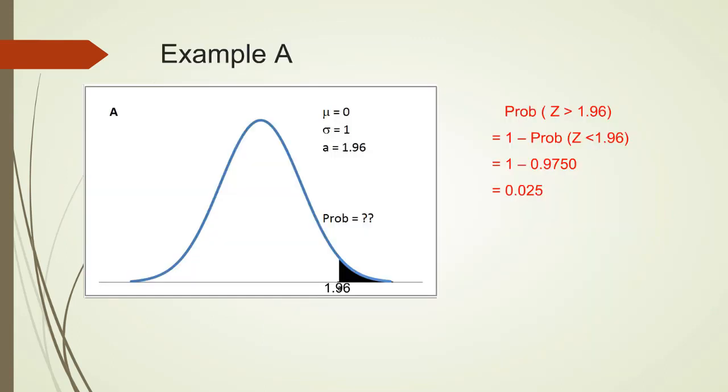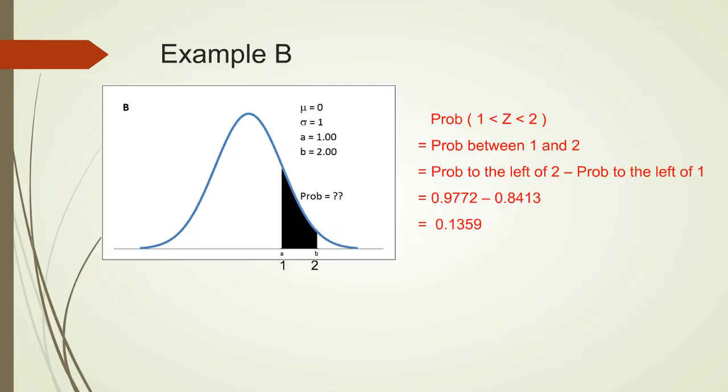Let's work out some problems using the z-table and the characteristics of normal distributions. Example A looks for the upper-tailed probability for 1.96. Because the z-table only provides the lower-tailed probabilities, we will start with the lower-tailed probability first and then subtract from 1. That means we will use the idea that the total area under the curve is 100%, or 1. The lower-tailed probability for 1.96 is 0.9750, so the upper-tailed probability is 1 minus 0.9750, that is 0.025.